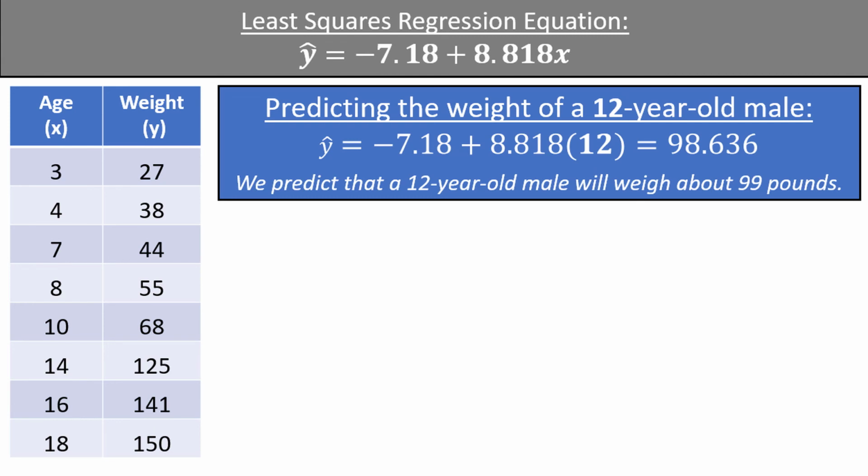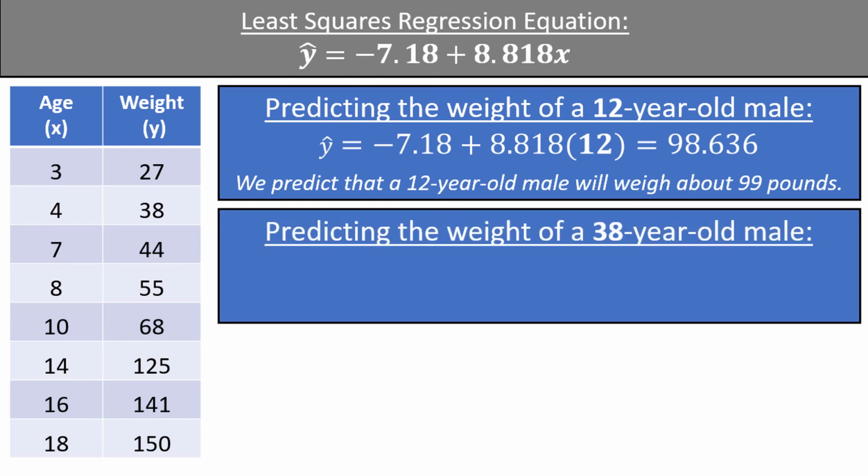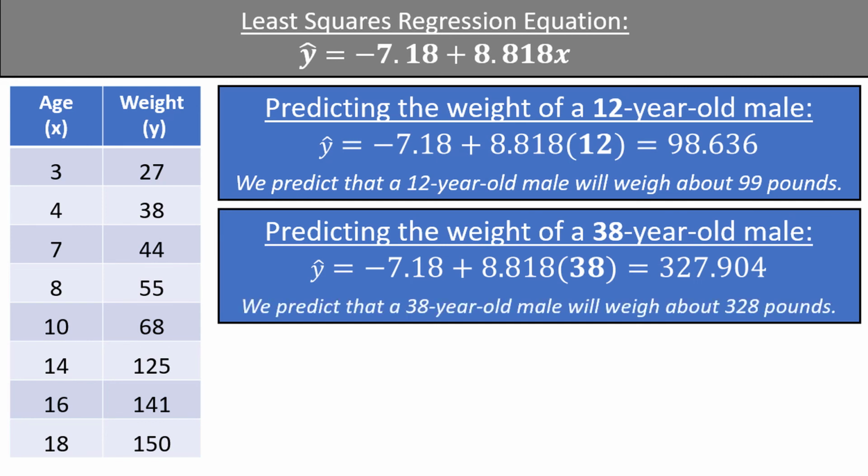Let's try another one. What if we had a male that was 38 years old? How heavy would our model predict this individual to be? Well, we have y hat equals negative 7.18 plus 8.818 times 38, which simplifies to 327.904. We predict that a 38-year-old male will weigh about 328 pounds. Something doesn't seem right here. I wonder if you can put your finger on it.